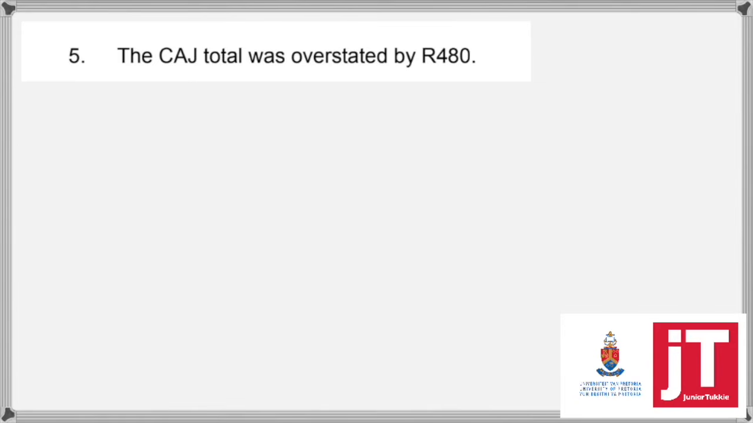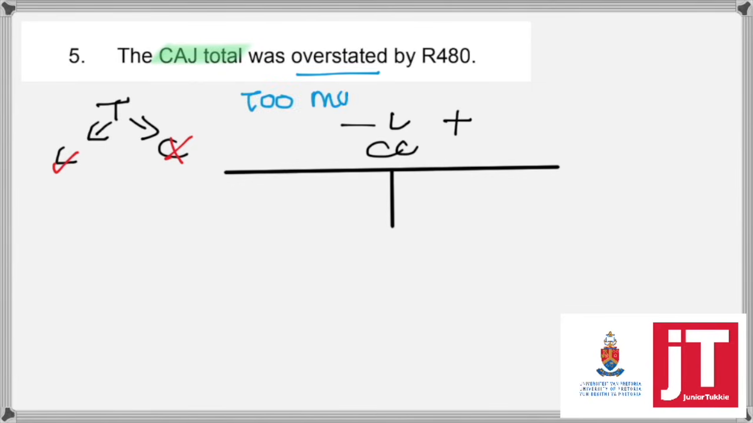Transaction number 5. The creditors allowance journal total was overstated by 480. This means we made a mistake in the control account. It has nothing to do with the ledger. So in our creditors control account, we've overstated, which means too much. Where does the creditors allowance journal appear in the creditors control account? It appears on the debit side, which means we now need to take that 480 and add it to the creditors control account on the credit side.